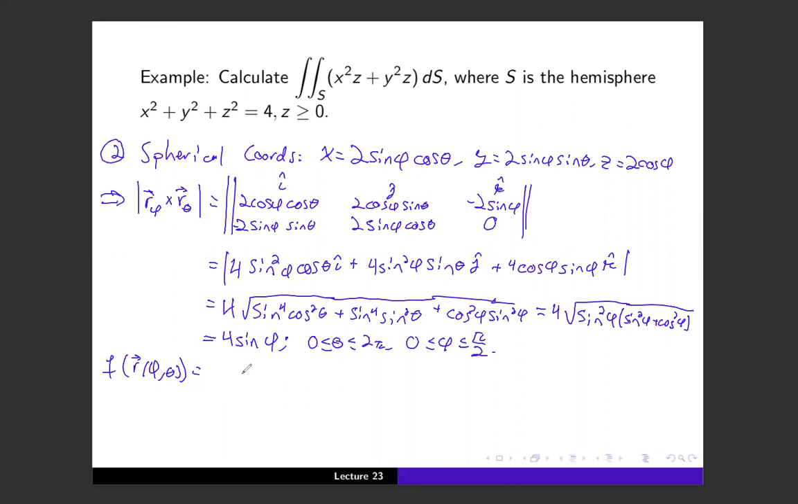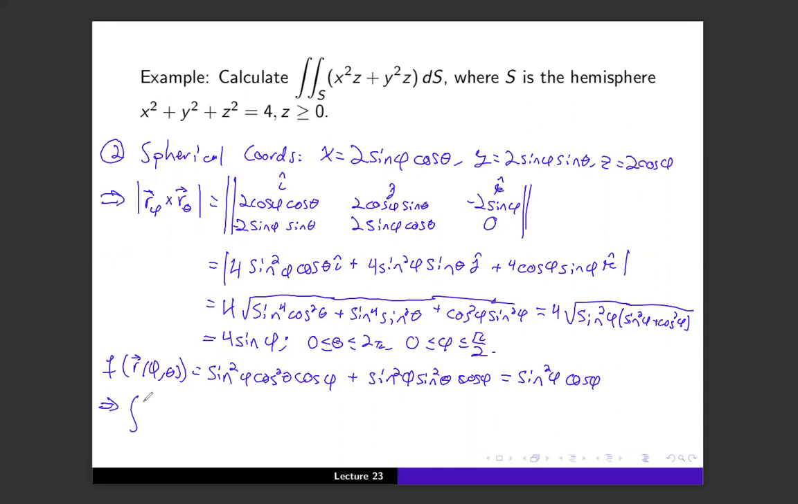And to do that, we know that that's x squared z, or in other words, sine squared phi cosine squared theta cosine phi, plus sine squared phi sine squared theta cosine phi, or in other words, sine squared phi cosine phi.